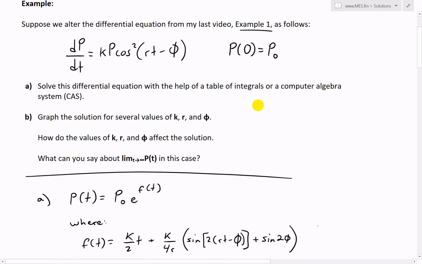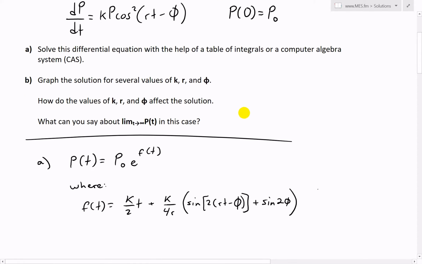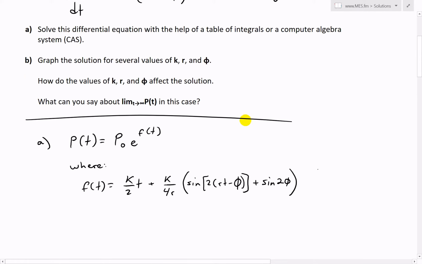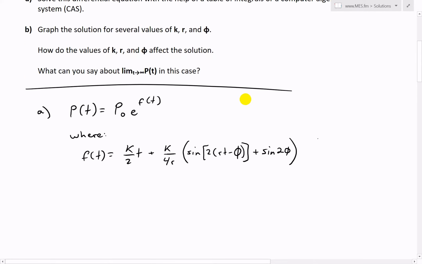Part A was asking to solve this differential equation with the help of a table of integrals or a computer algebra system. I solved that manually, and you can check that in my last video. I'll put the link below. I wrote down that solution here. This is the solution from my last video.